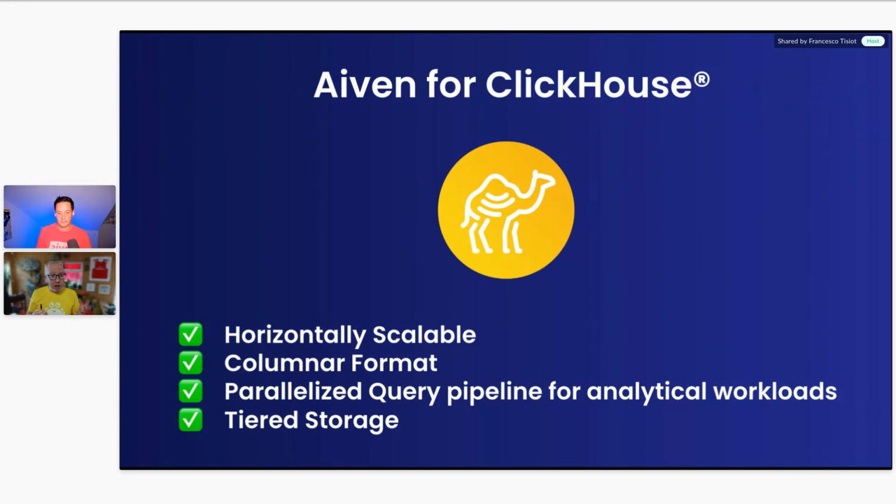And on Aiven's offering, we're just launching tiered storage. So that longer tail of data that you need to store that you maybe don't query so much, you can do that in a really cost-effective way. So horizontal scaling, cost-effective storage for older data, analytics with vector, ClickHouse is your option.